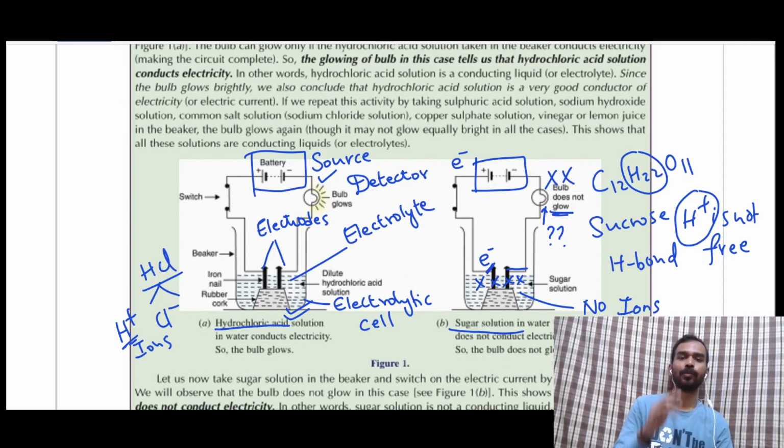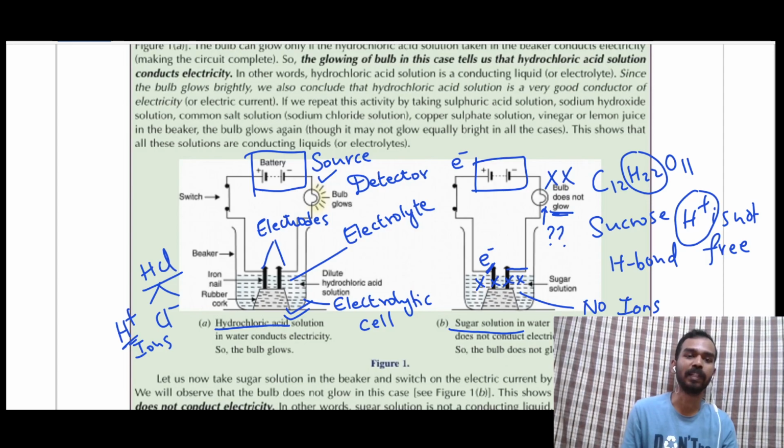Understand, right? So you want to see whether current is flowing or not. To detect it, you need a bulb. Okay. Then you have this setup. This setup is called the electrolytic cell. You need an electrolyte. Here we are testing two solutions, whether it is an electrolyte or not. One side we have this HCl. Second side you have this sugar solution.